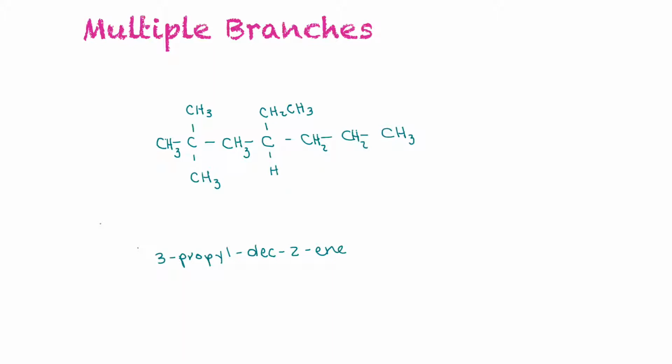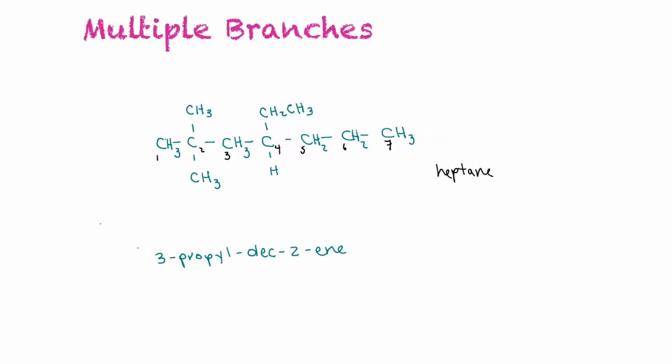So you can see that there's a branch here, one here, and then one here. If you take a look, the longest chain is this way, so it runs consistently. So we'll count that first. So we've got 1, 2, 3, 4, 5, 6, 7. So it's going to be heptane.